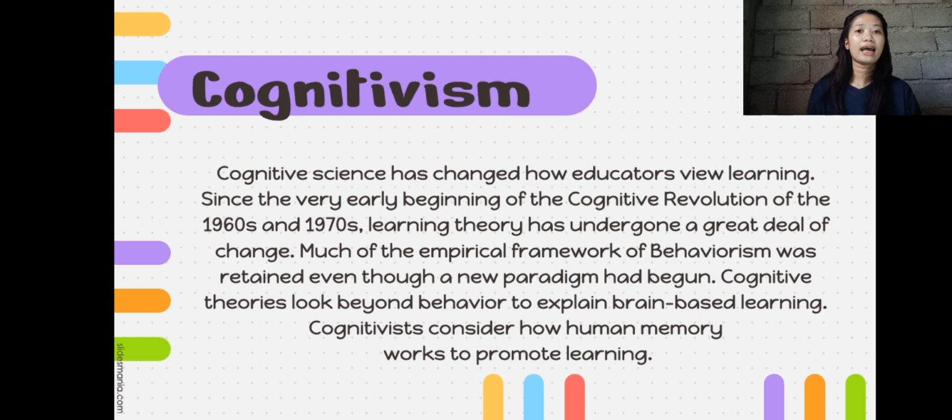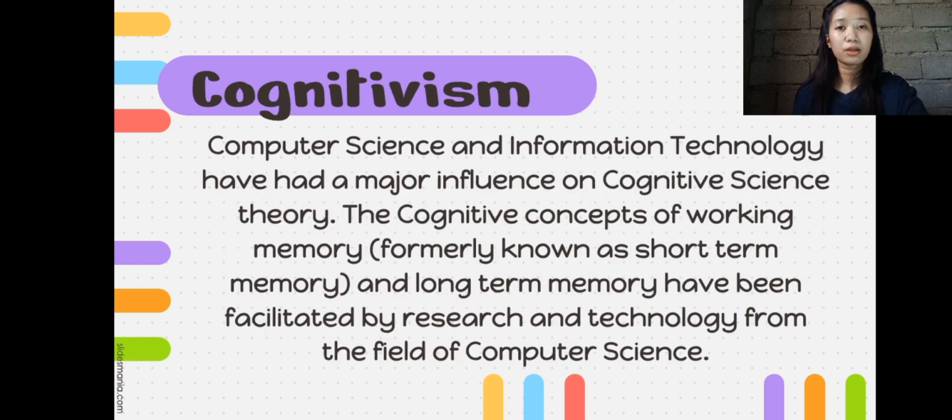After memory theories like the Atkinson-Shiffrin memory model and Baddeley's working memory model were established as a theoretical framework in cognitive psychology, new cognitive frameworks of learning began to emerge during the 1970s, 80s, and 90s. It is important to note that computer science and information technology have had a major influence in cognitive science theory. The cognitive concepts of working memory, formerly known as short-term memory, and long-term memory have been facilitated by research and technology from the field of computer science.